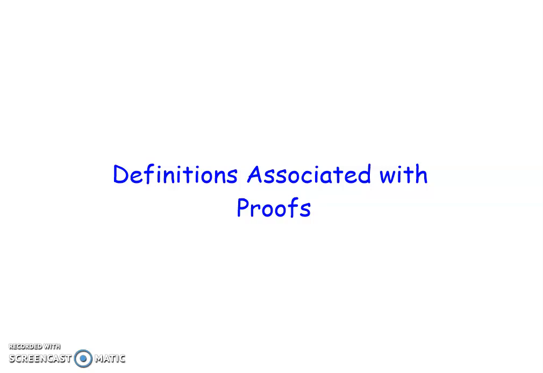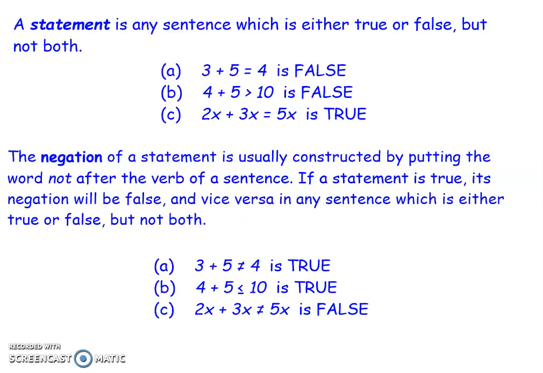statements. Now a statement is any sentence which is either true or false but not both. So 3 plus 5 is 4, that's a false statement. 4 plus 5 is greater than 10, that is also a false statement. 2x plus 3x equals 5 is true. Each of those statements is either true or false, but neither both.